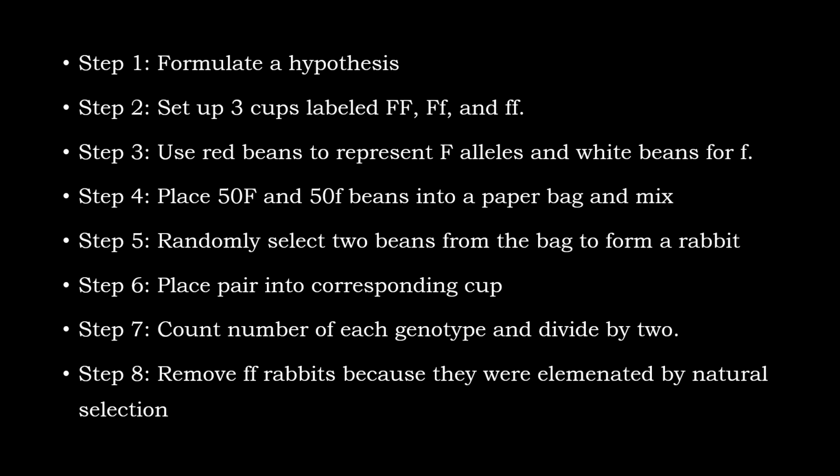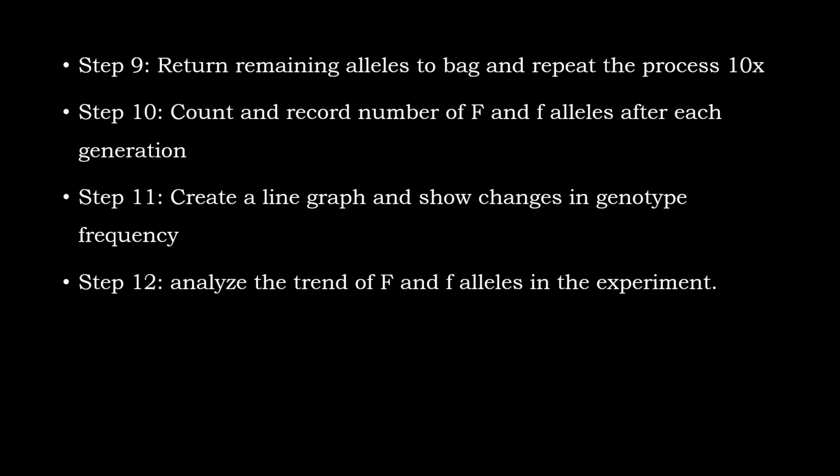Step 7. Count number of each genotype and divide by 2. Step 8. Remove ff rabbits because they were eliminated by natural selection. Step 9. Return remaining alleles to bag and repeat the process 10 times. Step 10. Count and record number of F and f alleles after each generation. Step 11. Create a line graph and show changes in genotype frequency. Step 12. Analyze the trend of F and f alleles in the experiment.